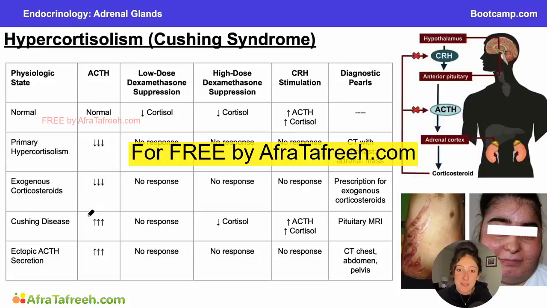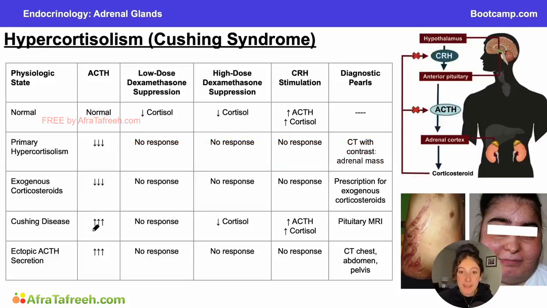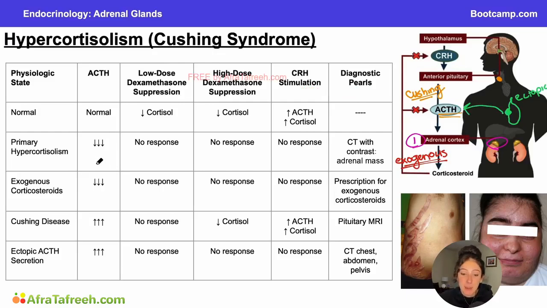We talked about a lot of different causes of hypercortisolism in our last video, but to quickly recap, hypercortisolism can be due to adrenal masses, that is primary hypercortisolism, exogenous corticosteroid use, an ACTH producing tumor in the anterior pituitary, or an ACTH producing tumor somewhere else in the body, that is ectopic ACTH secretion. Now, how do you differentiate between all these different causes of hypercortisolism?